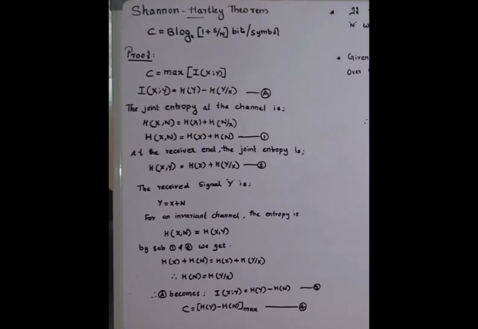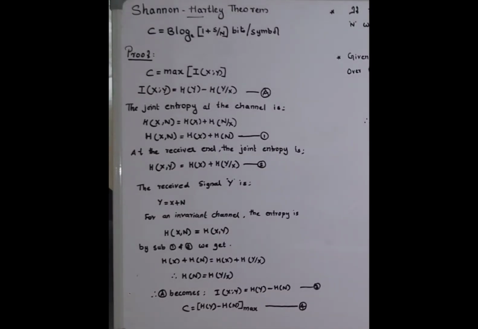This is the proof for the Shannon-Hartley theorem. According to the Shannon-Hartley theorem, C is equal to B log of 1 plus S by N bits per symbol. That is, capacity C is equal to B log of 1 plus S by N bits per symbol. In this session, we are deriving the proof for the Shannon-Hartley theorem. Now, we want to prove the capacity C.